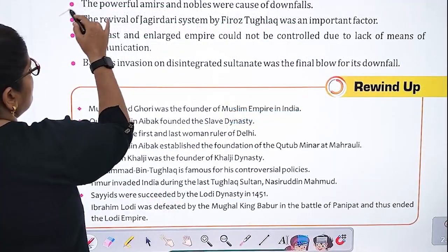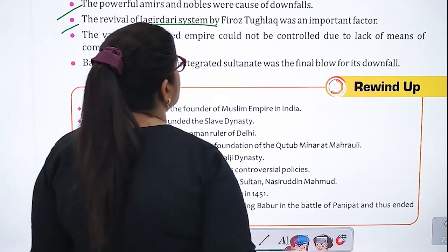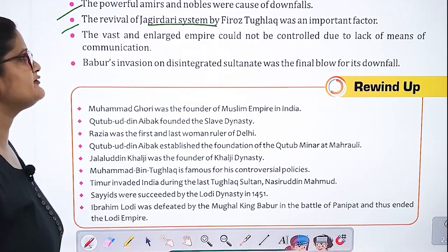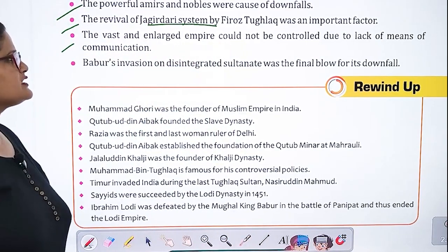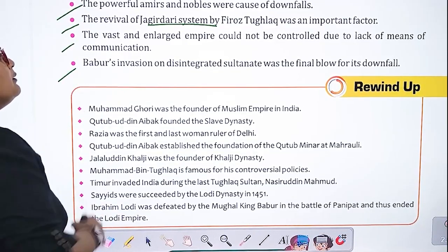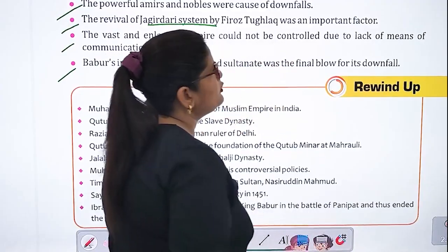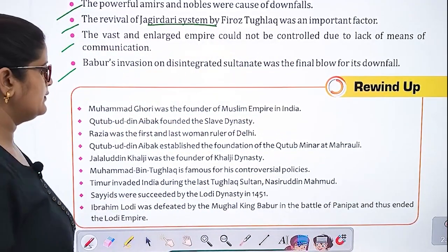Powerful amirs and nobles were a cause of the downfall. The revival of the Jagirdari system by Firoz Tughlaq was an important factor. The vast and enlarged empire could not be controlled due to lack of means of communication. Babur's invasion of this disintegrated Sultanate was the final blow for its downfall.